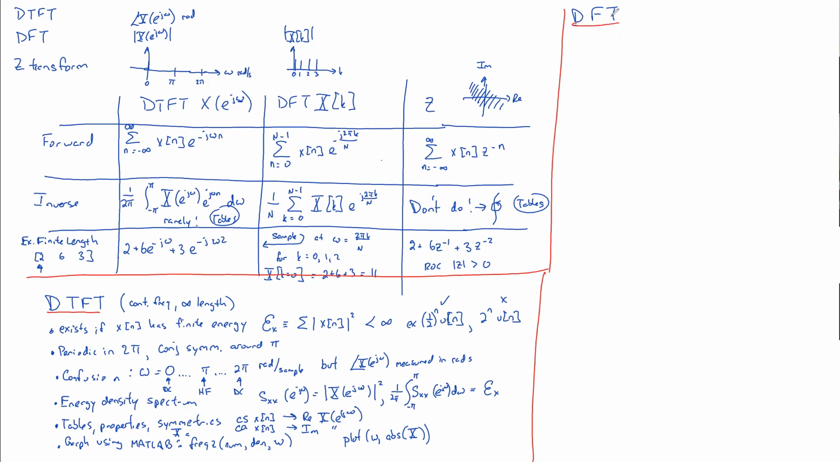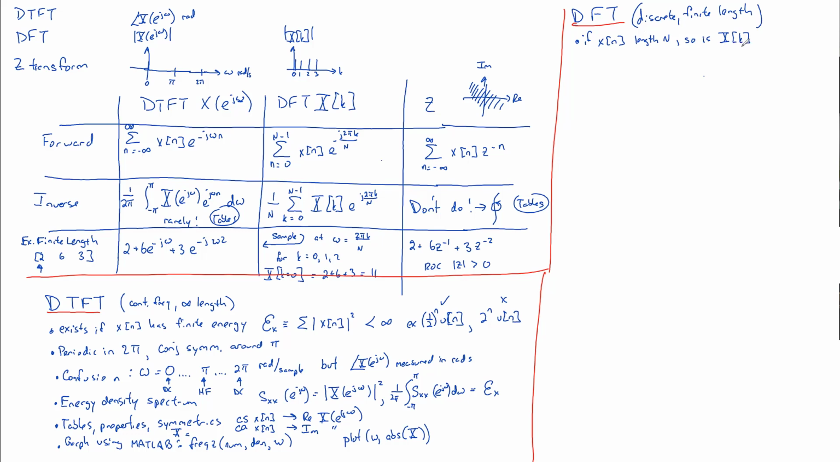So with the DFT, we're talking about a discrete, finite length function of k. And let's make that explicit. So if your x of n is of length N, so is its DFT.